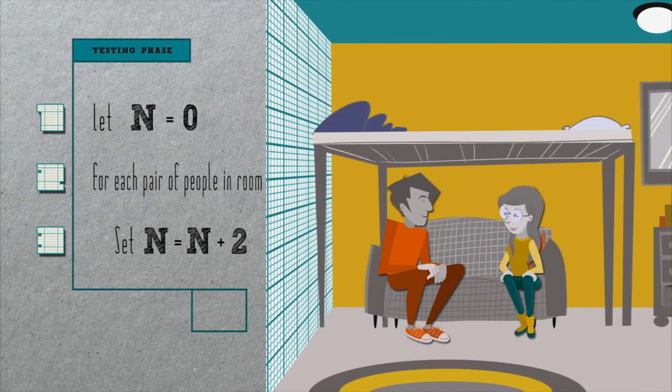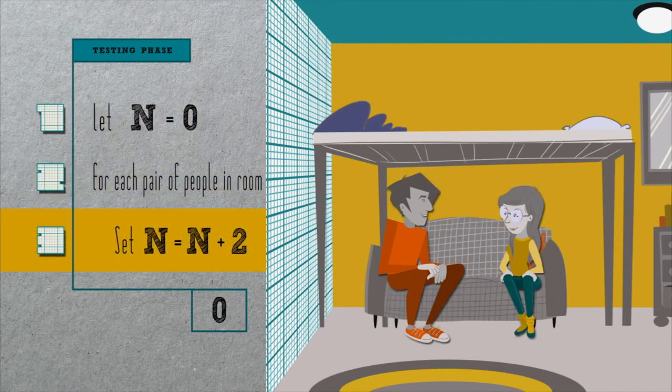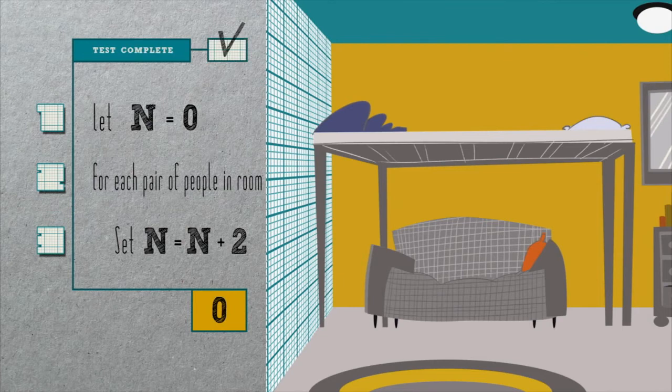Does it work if there are 2 people in the room? In line 1, we initialize n to 0. For that one pair of people, we then increment n by 2. And so by this algorithm's end, n is 2, which indeed matches the number of people in the room. Suppose next that there are 0 people in the room. In line 1, we initialize n to 0. As before, line 3 doesn't execute at all, since there aren't any pairs of people in the room. And so n remains 0, which indeed matches the number of people in the room.